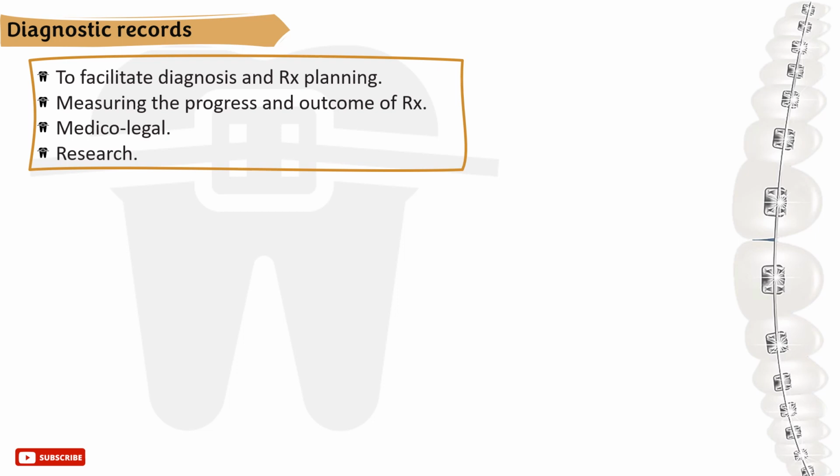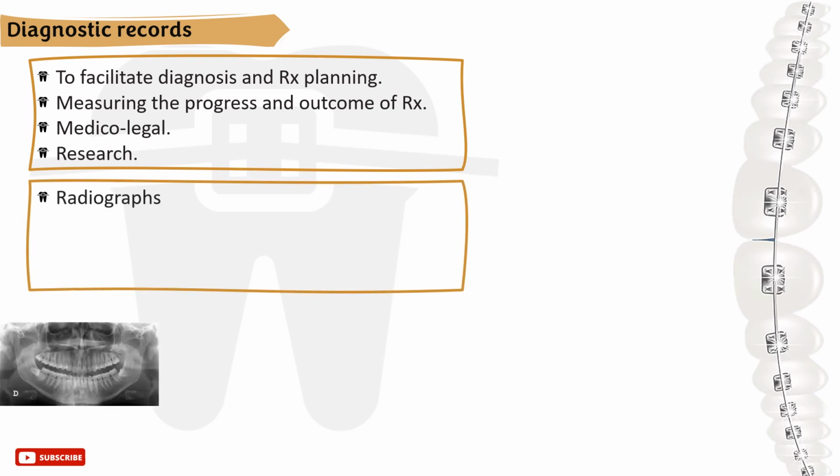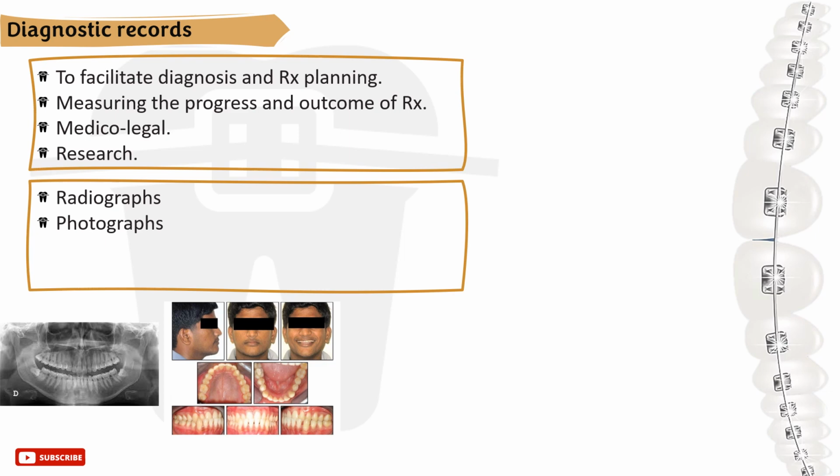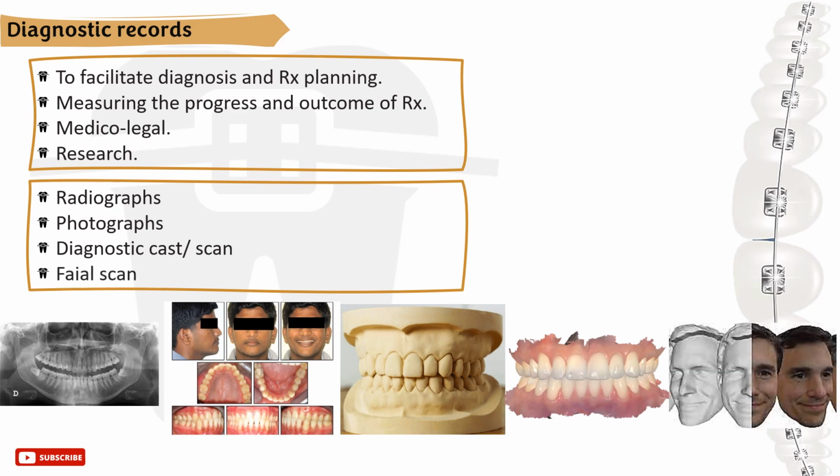Diagnostic records that can be used in orthodontic treatments include radiographs, whether a panorama or a lateral cephalometric, hand and wrist, periapicals, and others. Photographs, extra and intraorals, diagnostic casts or intraoral scans, and also facial scans.